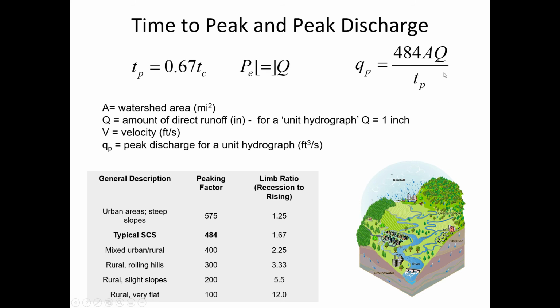So if you look at this Q sub P formula, what you're going to get out of this is the cubic feet per second for a watershed, where you're putting in the area in miles, and then you put in the rainfall excess in inches.